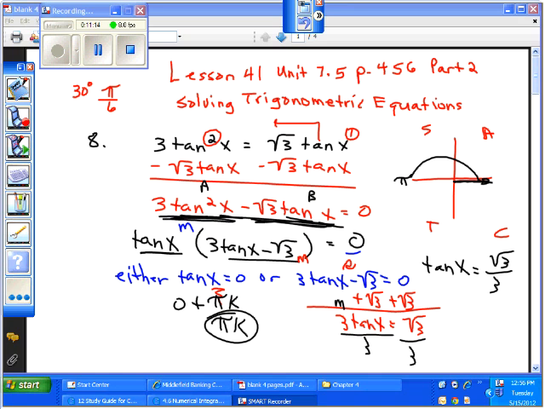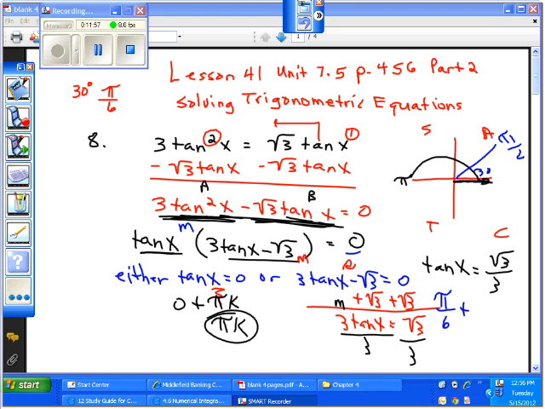And we need to know when is the first time that's true, and when is it going to become true again, around and around. Now, when is the first time that tangent x is positive square root 3 over 3? 30 degrees, pi over 6. The tangent of 60 is square root 3. Tangent of 30 is smaller, square root 3 over 3. Remember that? So the first time this happens is at pi over 6.